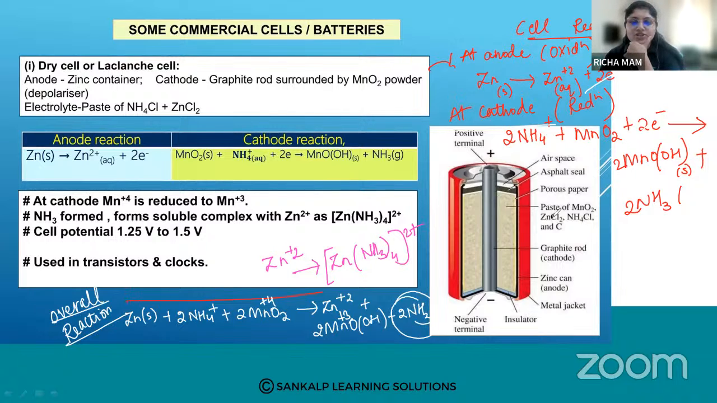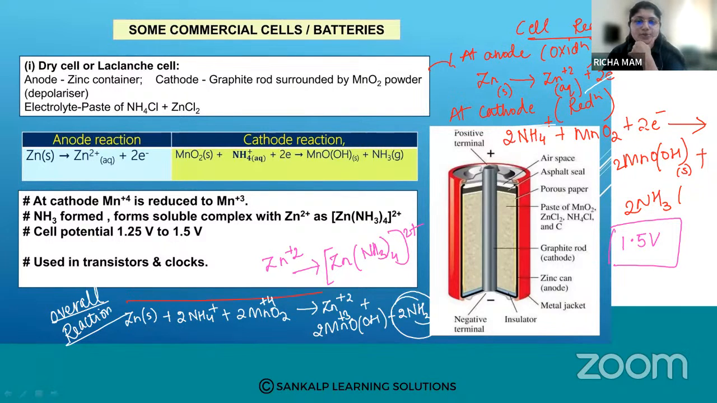So what is the cell potential of this cell? That is your dry cell. The cell potential is 1.5 volts. So this is the working and construction of this cell. Where is it used? It is used in clocks, in torches, in calculators, in flashlights, and in transistors. So these are the uses of dry cell.